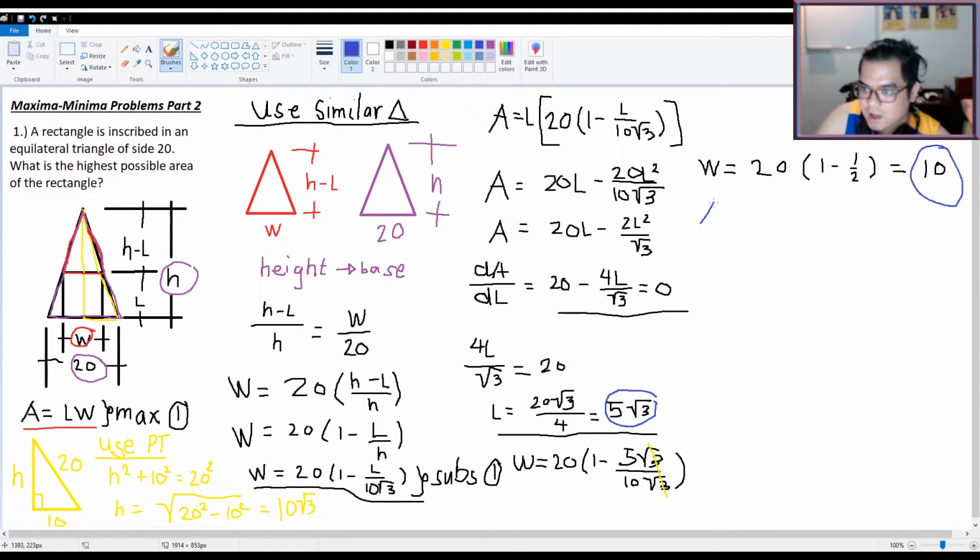Therefore, getting the area, which is length times width, we can just take the value of L, the length, 5 square root of 3, times 10. So the final answer will be just 50 square root of 3. That is your maximum area of the rectangle. Okay.